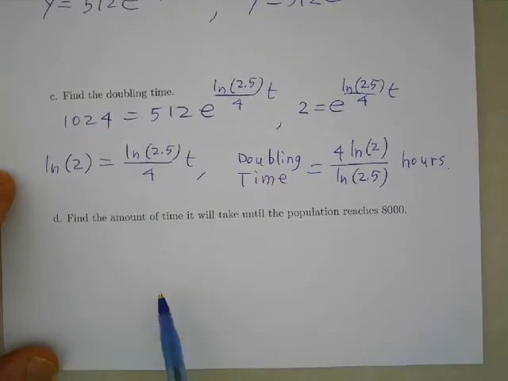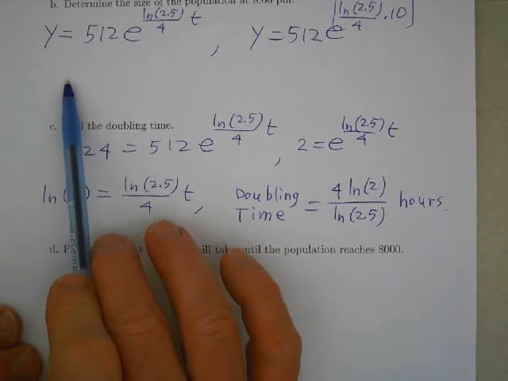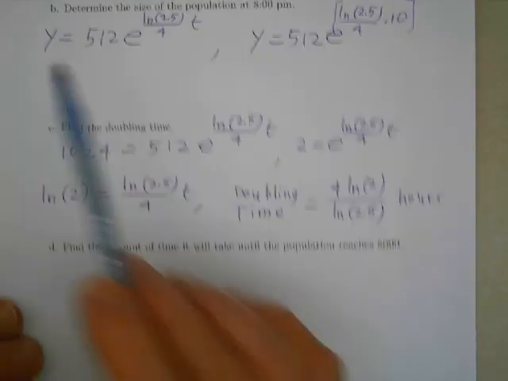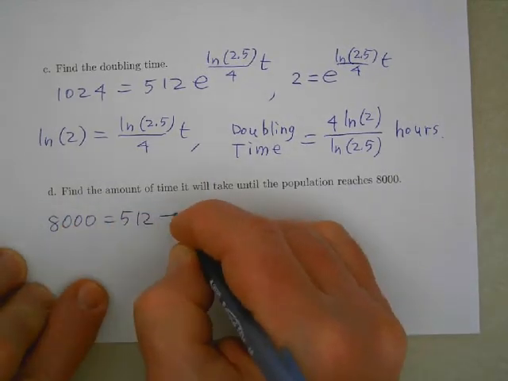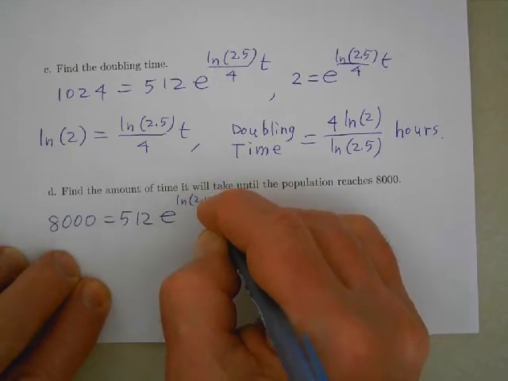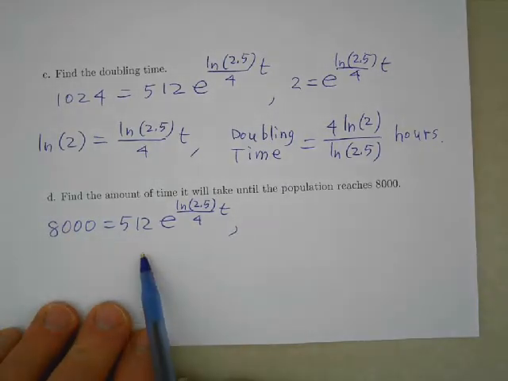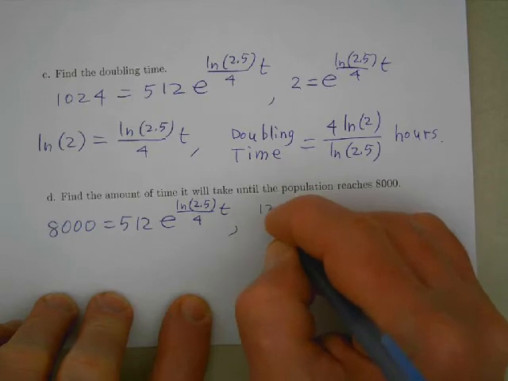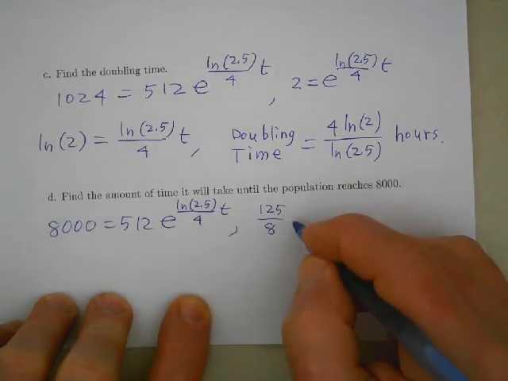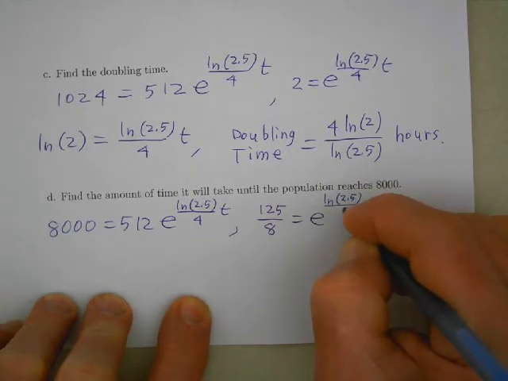Okay, find the amount of time it will take until the population reaches 8,000. So this time, we still use the same function, but this time we replace y with 8,000, set it equal to 512 times e to the natural log of 2.5 over 4 times t, and then solve for t. So we'll divide both sides by 512 to start with, and note that when 8,000 is divided by 512, it simplifies to 125 over 8. So 125 over 8 equals e to the natural log of 2.5 over 4 times t.